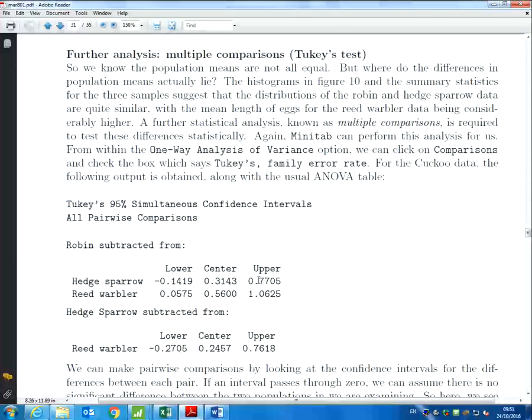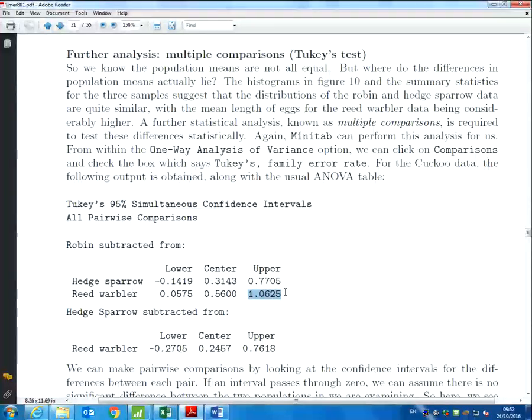What about Robin subtracted from reed warbler? Lower is a positive value, and that's also a positive value. So can you see that that confidence interval doesn't cross 0?